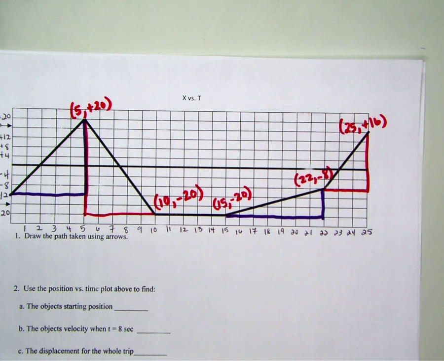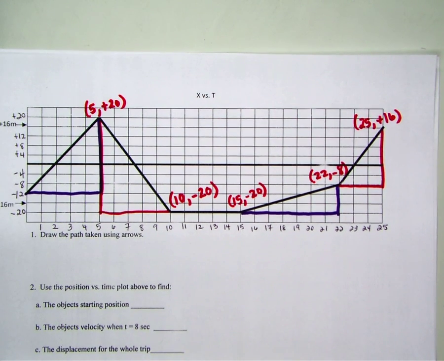Hello, in this video I'm going to help you learn how to analyze the motion of an object on an XvsT graph. If you notice, this graph has multiple slopes for each segment. That means the object is going to be speeding up, slowing down, changing direction, etc.